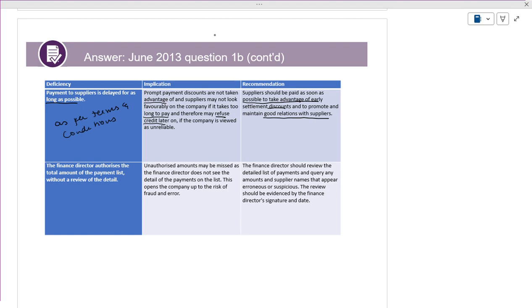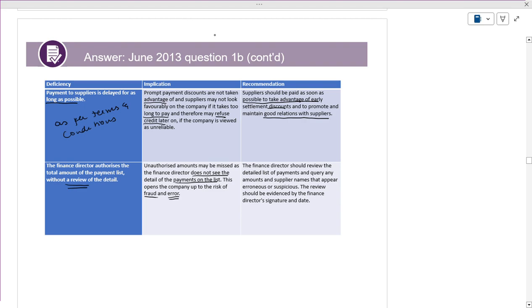Next: the finance director authorized the total payment list without review. Is it right? One fine day you go, put the papers on the director's table and say it needs to be signed. He is also a responsible person, but he will not look at anything, he will just sign. Unauthorized amounts may be missed if the finance director does not see the payment details. This opens the company to fraud or error.